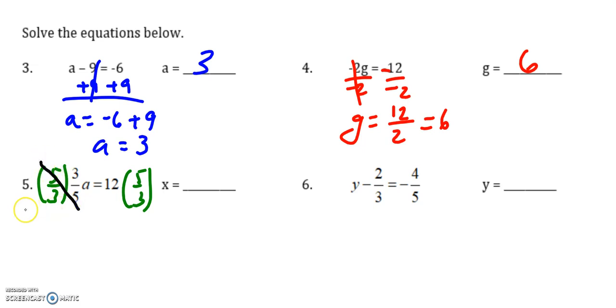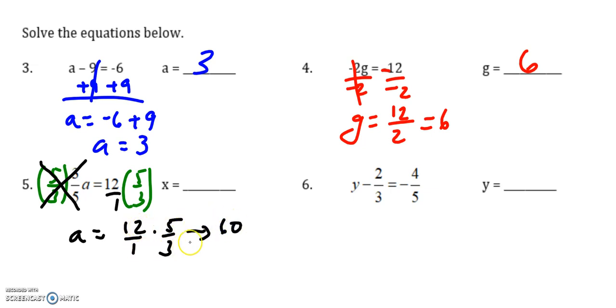I know I did this right because the 5s and 3s cross out, so I'm left with a equals 12 over 1 times 5/3, which is the same as 12 times 5 is 60. 1 times 3 is 3. I love multiplying fractions because there's no common denominator. 60 divided by 3 is 20. So my answer is x equals 20.